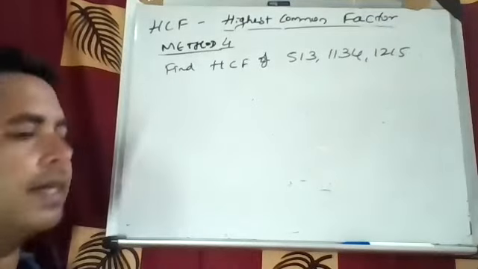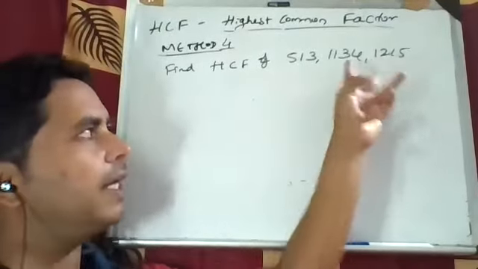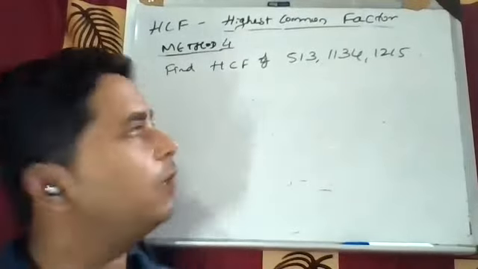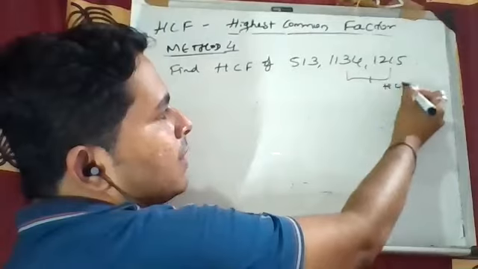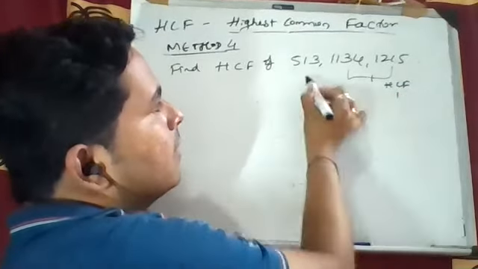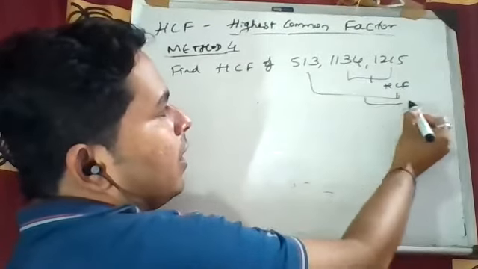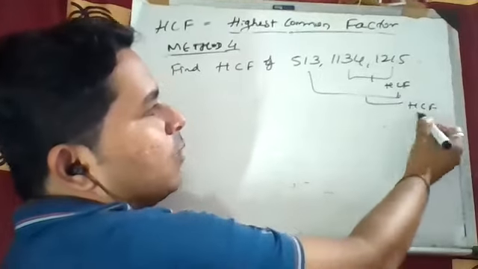So how will we do this? There are 3 numbers, right? First we'll take these two. We'll try to find out what will be the HCF of these two. Then we'll combine this HCF with the third number. Then we'll find the HCF of these two. That will be the answer.